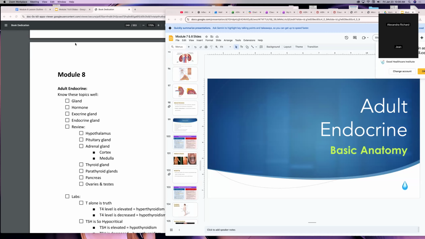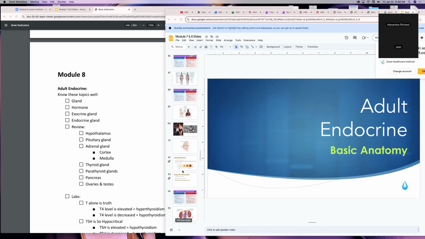Today, we are going to dive into Module 8. Module 8 has adult endocrine, it also has oncology and hematology and immunology as well. So, it is a very heavy chapter, but I believe that if we stick to the basics and the important principles you have to understand, it is definitely doable. So we're going to go ahead and get started.